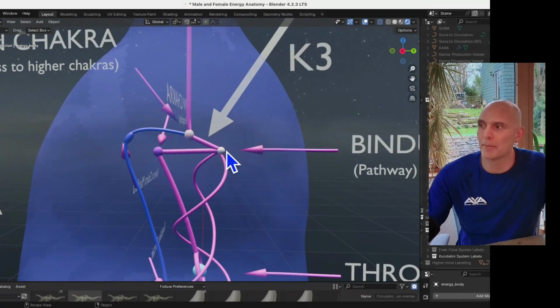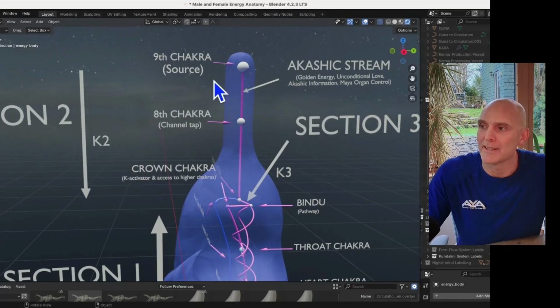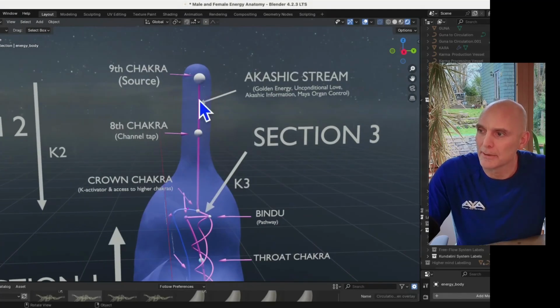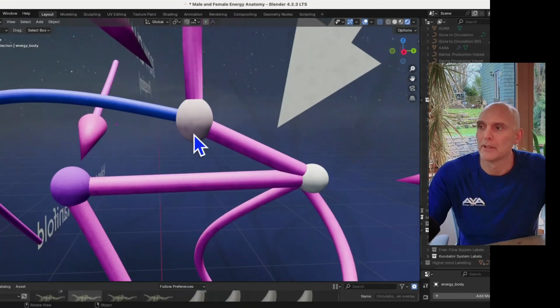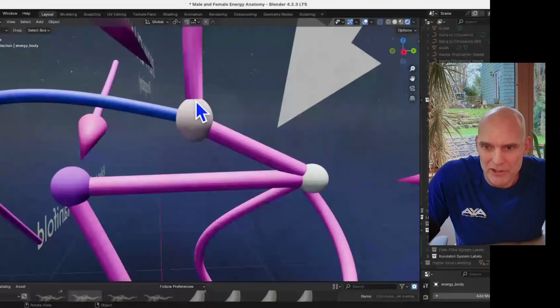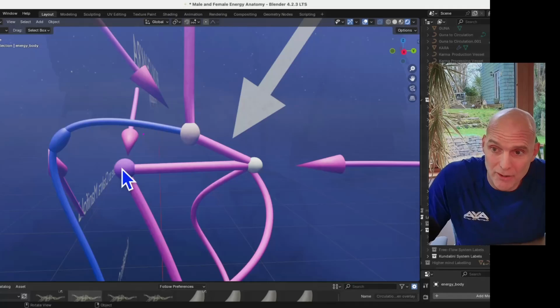So now let's go up to section 2, because section 2 has been activated at this point. Section 2 is the movement of energy K2 from the 9th chakra down to the crown chakra, which is right there. The crown chakra is at the location of the pineal gland. The brow chakra is at the location of the pituitary gland in the brain, by the way.